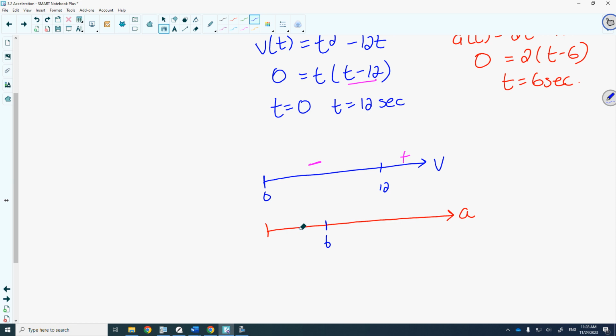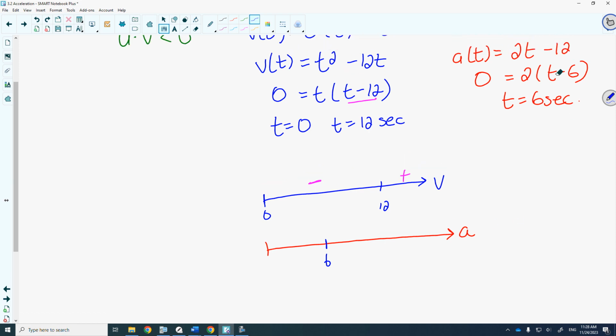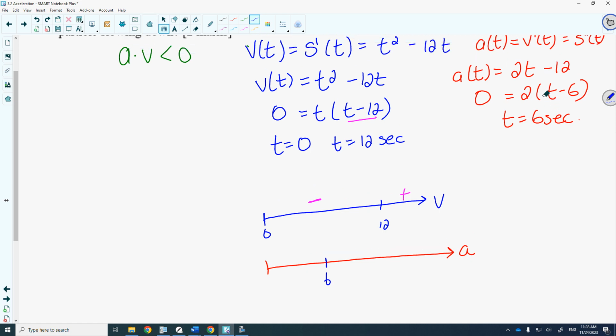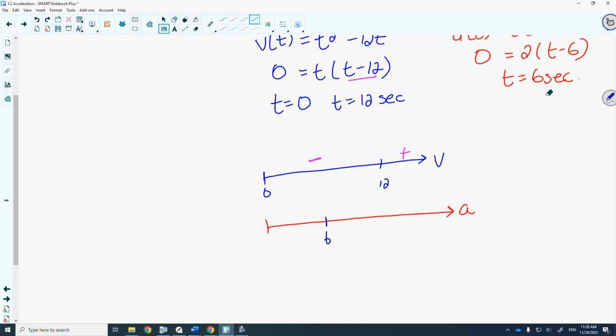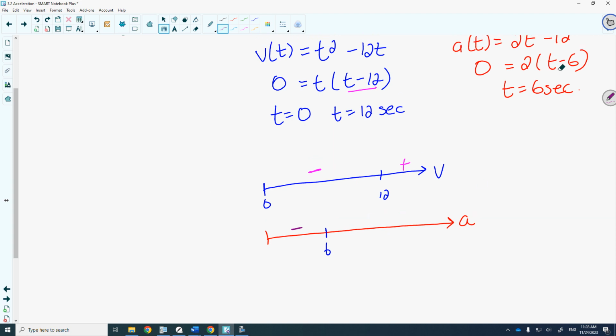Let's say we picked 3 seconds. What would my acceleration be? At 3 seconds, is my acceleration positive or negative? Negative, right? If I put 3 into my acceleration function here, I'd have a negative number. So let's put a negative number here. Greater than 6 seconds, so let's say I picked 8 seconds, I'm going to have a positive acceleration.